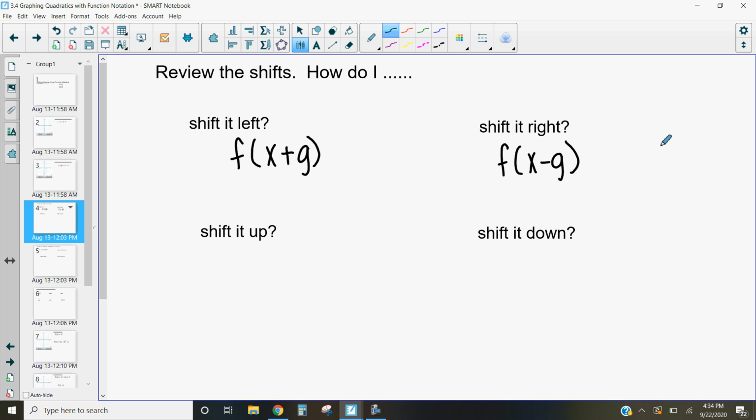Now, what about if we shift a function up? To shift a function up, we take our original function, f of x, and we want to shift it up, so I'm going to do a plus s. If I want to shift it down, it's very similar: f of x minus s shifts down. That's how we shift it left and right, up and down.